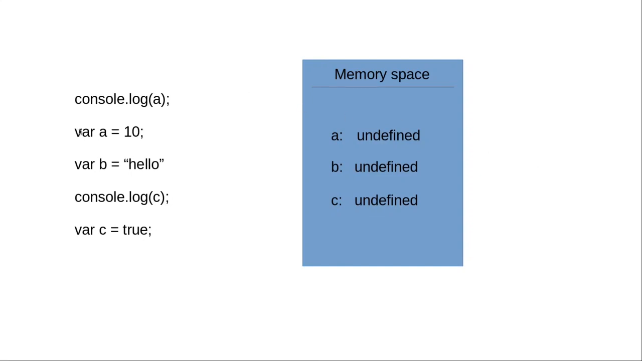Now it will come to the second line, which is a declaration. The compiler will say, oh, it's a declaration. Since it's the execution phase, it will ignore the declarations because it's looking for execution lines of code.